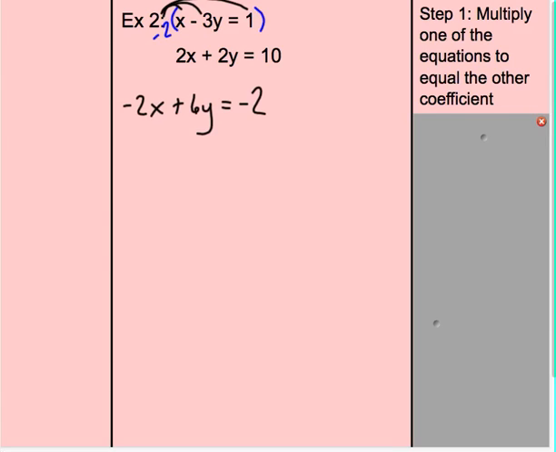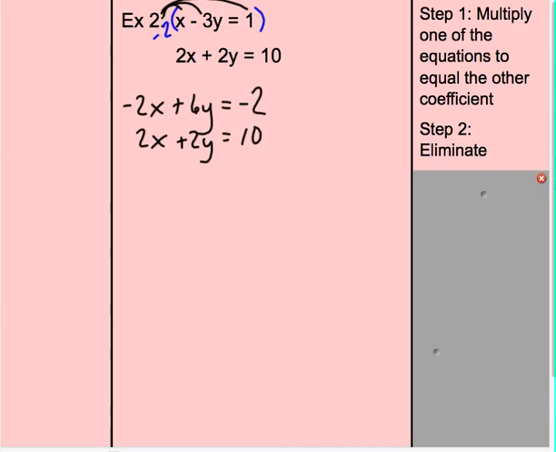Our second equation we didn't multiply anything by, so I'm going to write down my 2x plus 2y equals 10, and I will solve by elimination now. Adding my equations together, -2x plus 2x cancel, 6y plus 2y adds to 8y, and -2 plus 10 is 8. So when I divide both sides by 8, I get y equals 1.